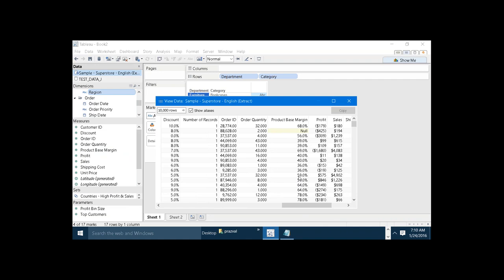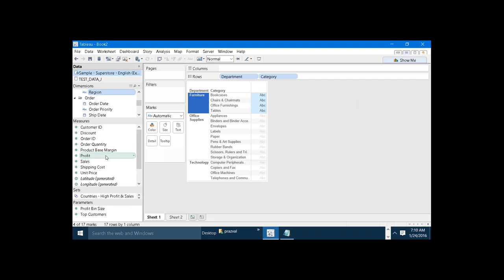So here, what type of data are we having? On the product-based margin, we have the percentage value. So percentage values always come under non-additive. And one shortcut here is, in the measures, the currency indicator fields always come under additive.